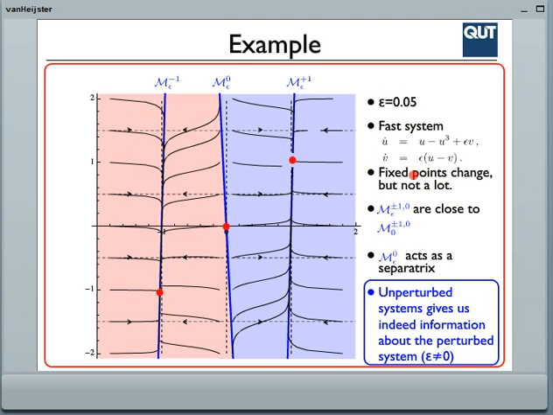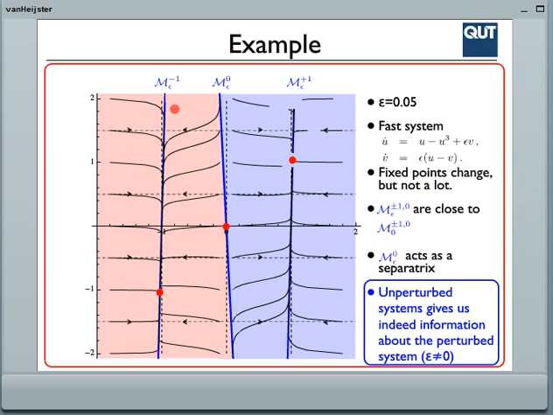I plot the pulse system. The fixed points, the red dots, you can see that these change nearly, more or less. You cannot see it. We also see that these lines used to be straight lines, and they're slightly different, but they're close to the original.